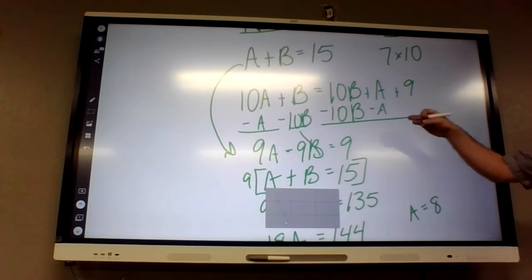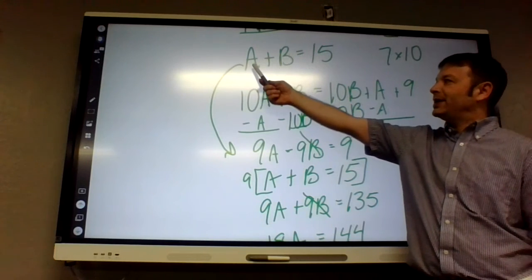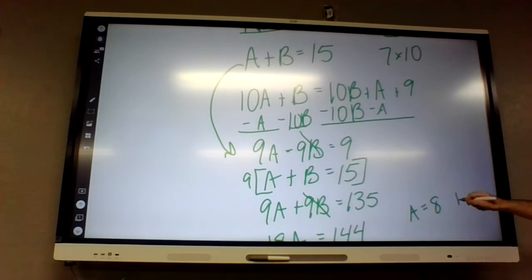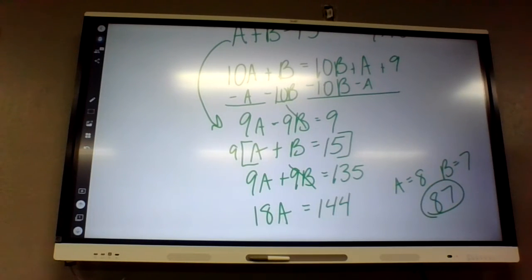No. So here's our first equation. A plus B is 15. So if A is 8, what does B have to be? 7. Is that the answer? No. 87 is the answer. A was the first digit, B was the second digit. So it was not 78, it was 87.